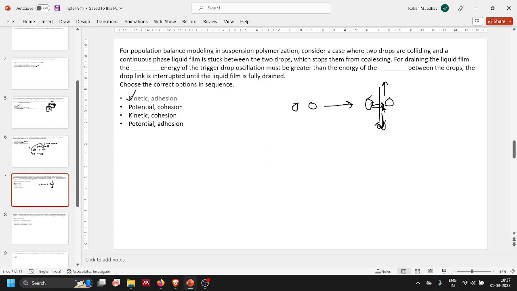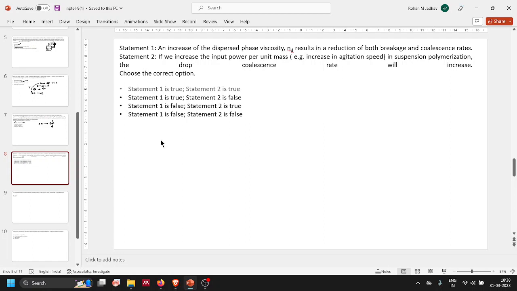Next question we have statement one. There are two statements, and you have to find out which is true and false. An increase of dispersed phase viscosity results in reduction of both breakage and coalescence rates. Statement two: if we increase the input power per unit mass, that is, increase agitation speed in suspension polymerization, the drop coalescence rate will increase.